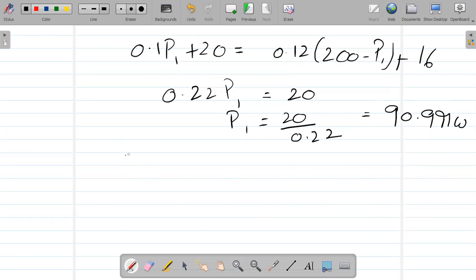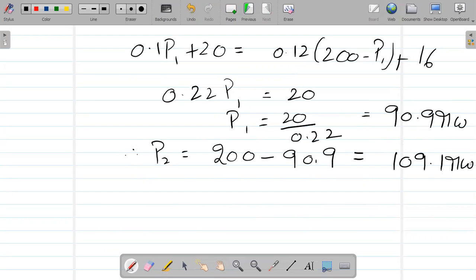So then what is P2? Therefore P2 equals the total load, 200, minus 90.9. So you will get some 109.1 megawatt. So when we apply economic scheduling, P1 is 90.9 megawatt and P2 is 109.1 megawatt.